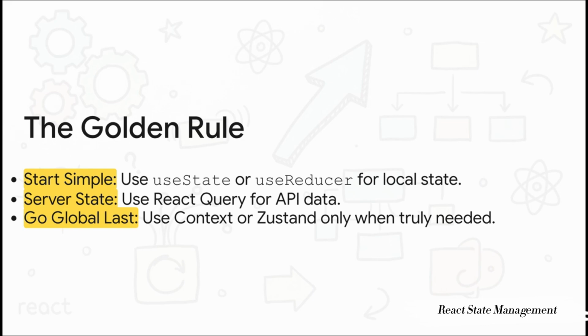Number 2, if the data comes from an API, don't even think about it. Just use React Query. And number 3, and this is the important part, only go global as a last resort. When things are a total mess and you have no other choice, then you can reach for Context or Zustand.